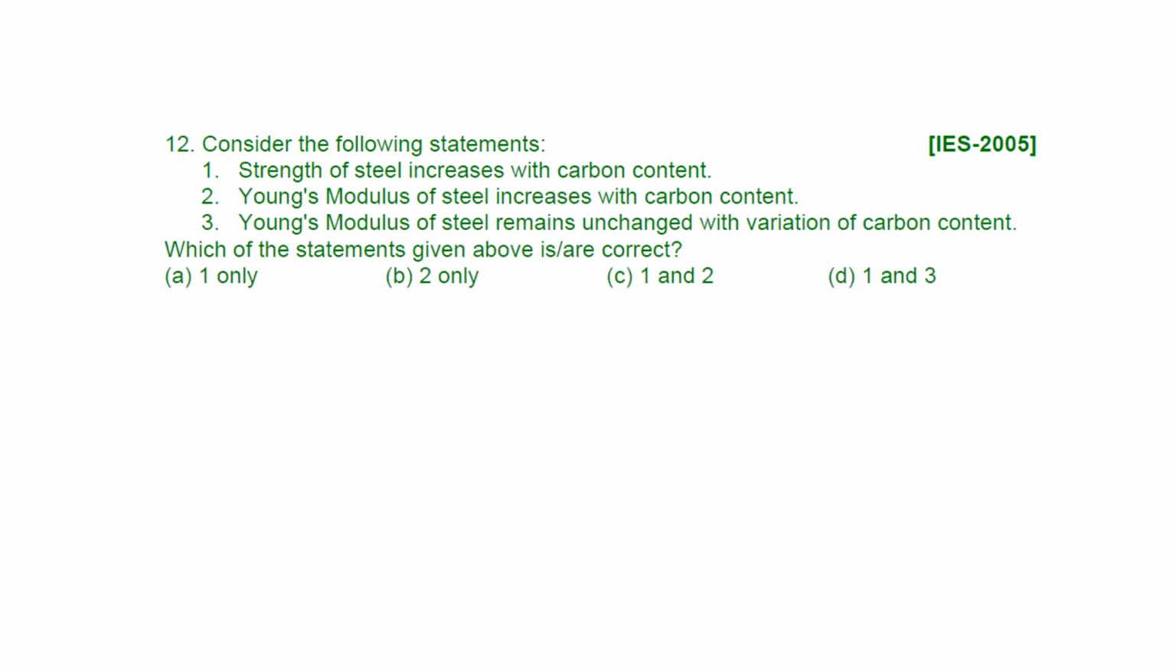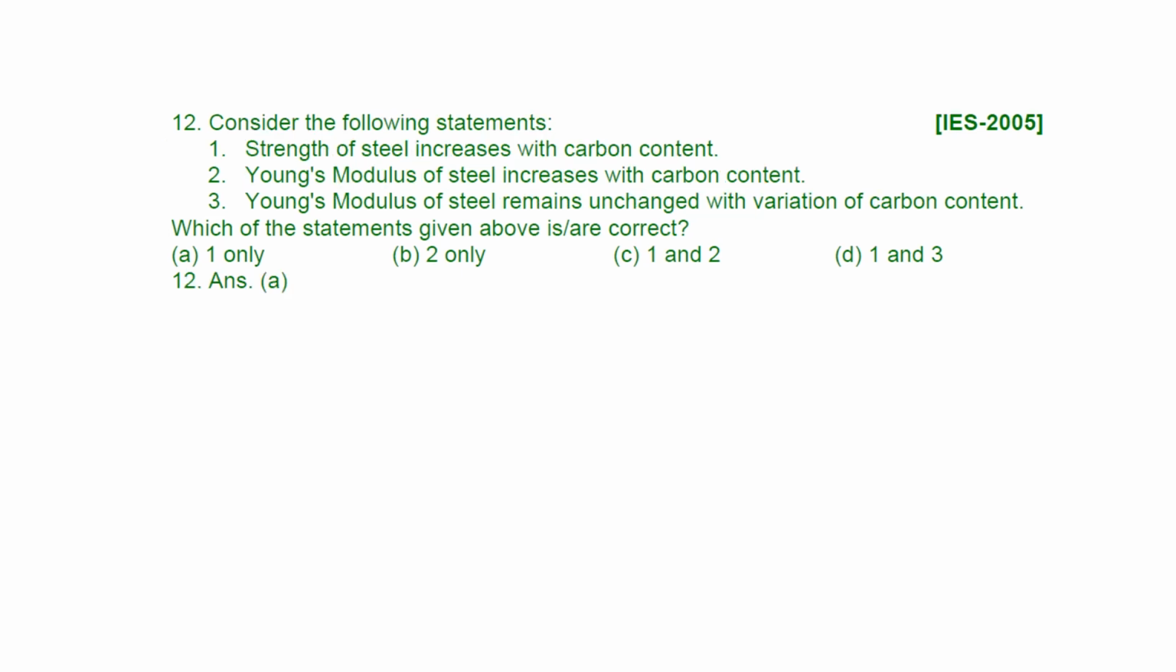Okay, next question, consider the following statement. Okay, the strength of steel increases with carbon content. Young's modulus of steel increases with carbon content. Young's modulus of steel remains unchanged with variation of carbon content. Answer is actually A. Okay, the strength of steel increases with carbon content. This is absolutely correct. Okay, so Young's modulus of steel increases with carbon content, C. Young's modulus is a material property. There is nothing related to carbon content.